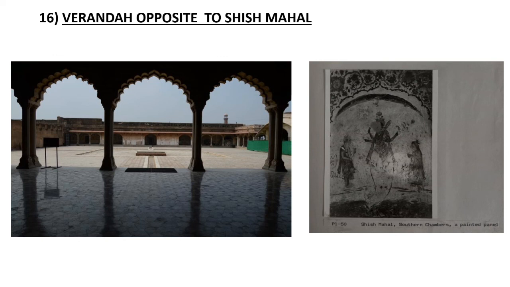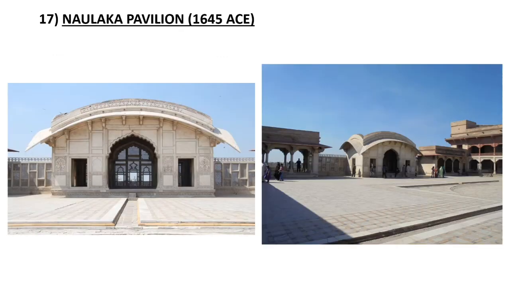Now, dear students, on the left side is the Naulakha Pavilion. Since this building was constructed at the cost of 9 lakh rupees, thereafter it has been termed as Naulakha Pavilion. The central arch is engraved in composition.